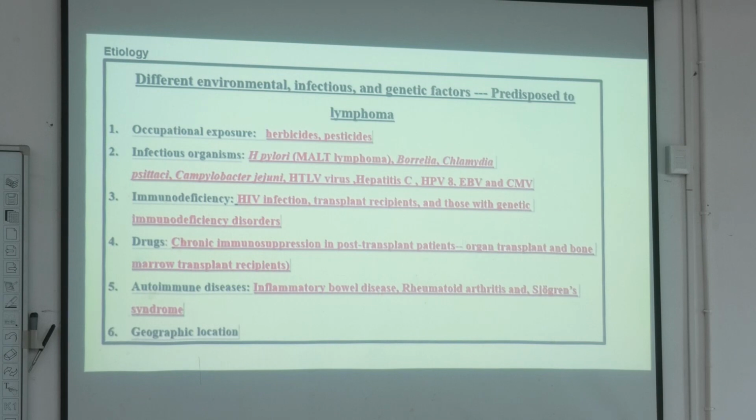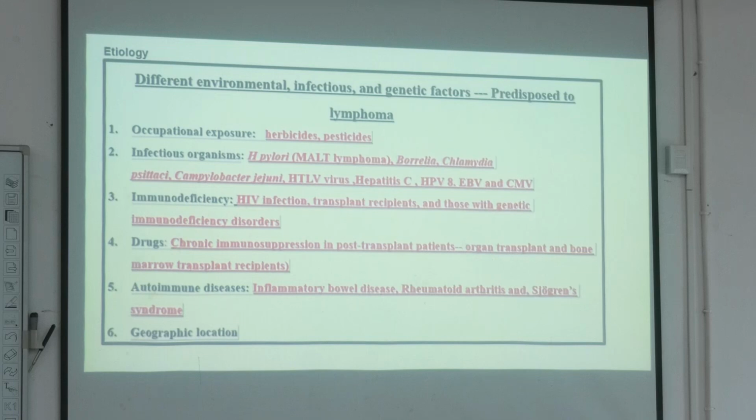Now, what is the etiology? In general, different types of etiological agents are responsible for the development of lymphoma. What are those? First, occupational exposure: some people work exposed to herbicides and pesticides. Then infectious diseases, for example bacteria and viruses. Sometimes you can identify a viral or bacterial origin in a particular lymphoma.